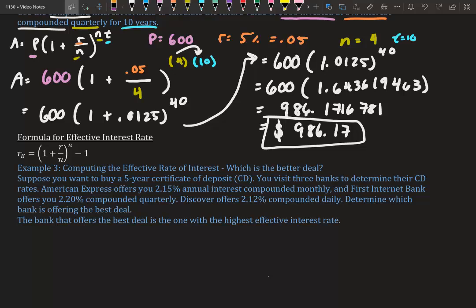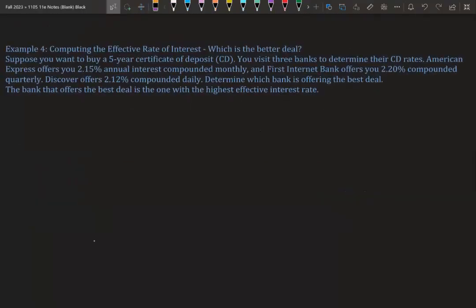Formula for effective interest rate: your effective interest rate equals 1 plus R over N to the power of N, all minus 1. Computing the effective rate of interest, which is the better deal? So you are or will soon sign up for a bank account or a credit card or a credit union, and you'll be offered all these details about a savings account. So you're going to figure out which one is going to be the best for me, which one is going to give me the most money with the money I put in.